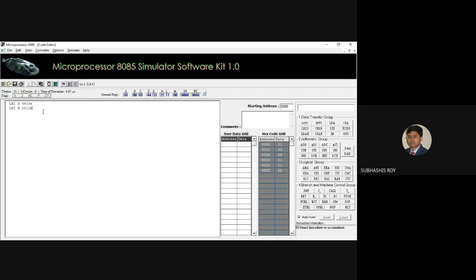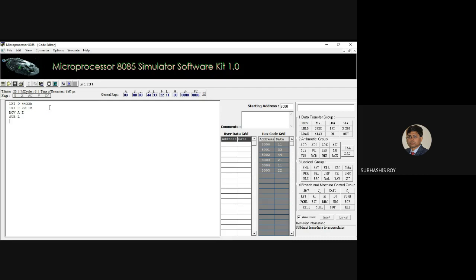4433, 2211. What do I have to do? Subtraction. First of all, what operation are you doing? You are doing D minus H, meaning DE minus HL. So which number do I have to shift to the accumulator? E, not L, right? E minus L. So I'm moving E, not L, into A. Then I can do SUB L.